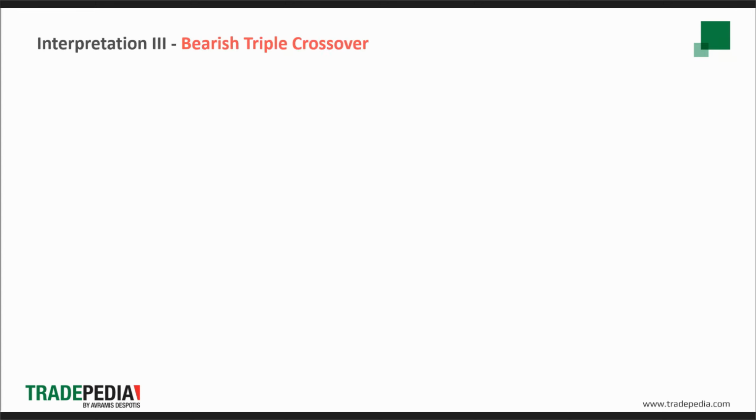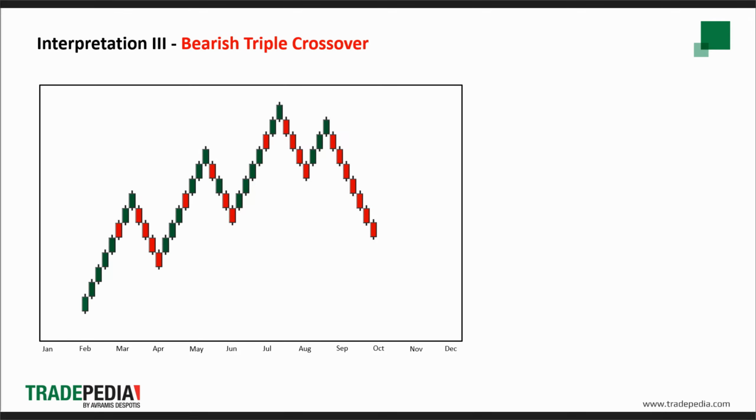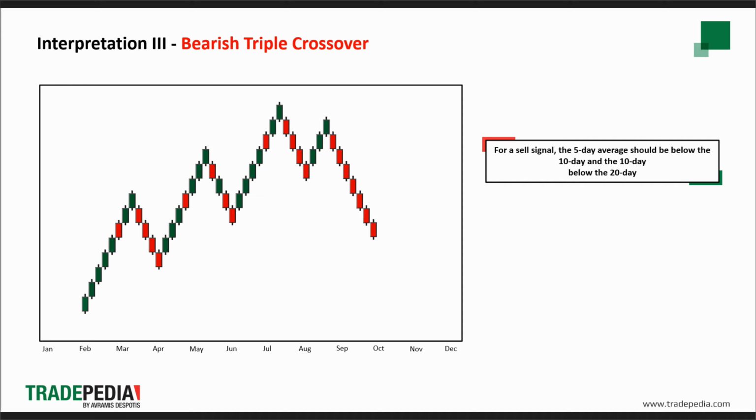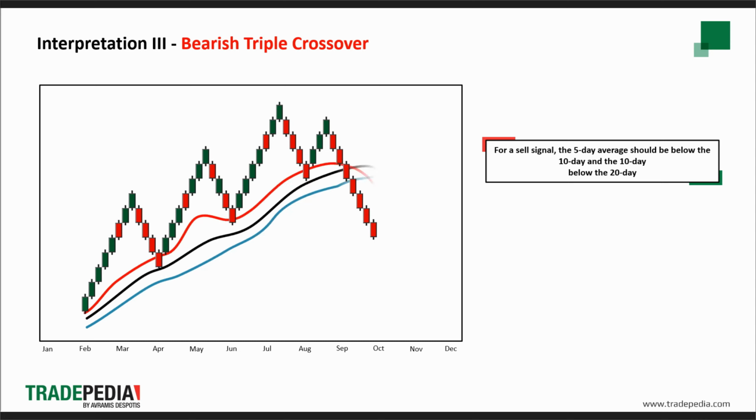On the flip side, for a bearish triple crossover sell signal in an uptrend, the 5-day will be below the 10-day, and the 10-day is below the 20-day. So if the 10-day has just given a sell signal by crossing below the 20-day average, but the 5-day is still above the 10-day average, the signal is not valid. Look at the graph. The signal isn't valid at that point.